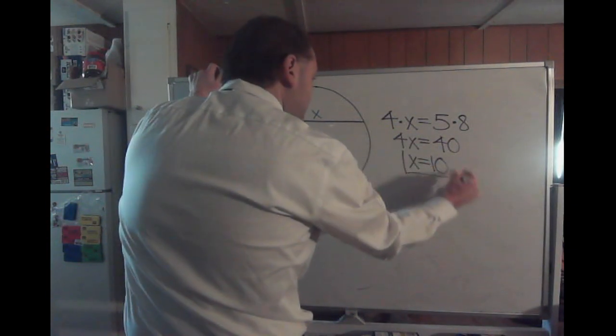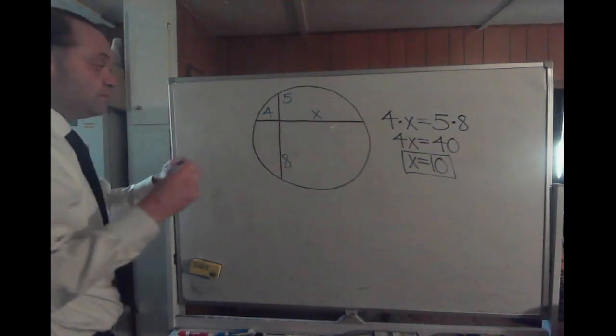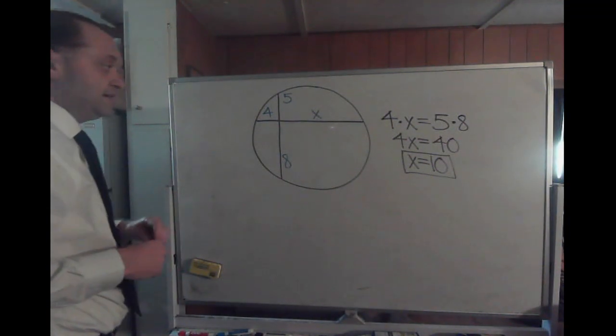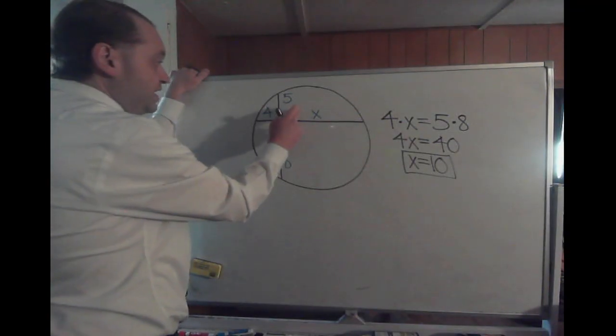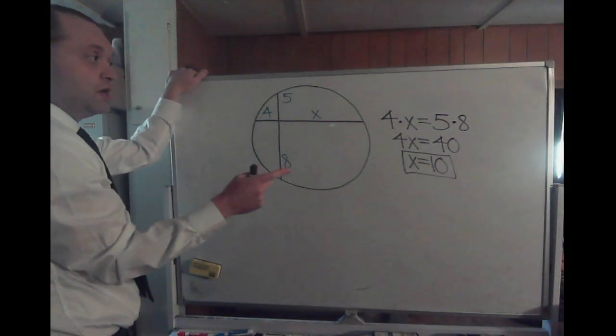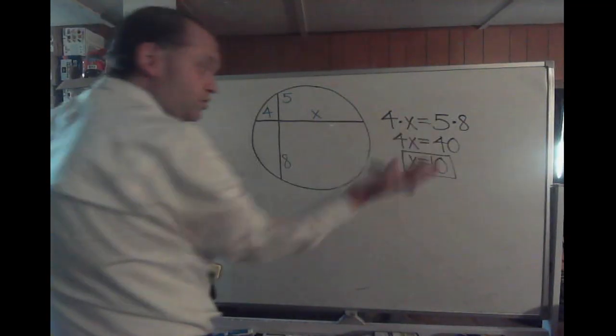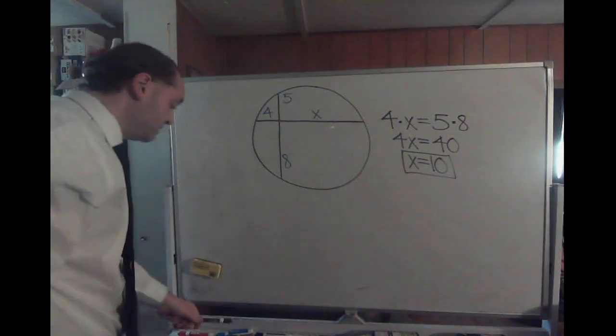So yeah, finding the lengths of two chords that intersect is actually quite easy. You just take the product of each of the segments of one chord, set that equal to the product of each of the segments of the other chord, and then you can solve for x. It's literally that easy.